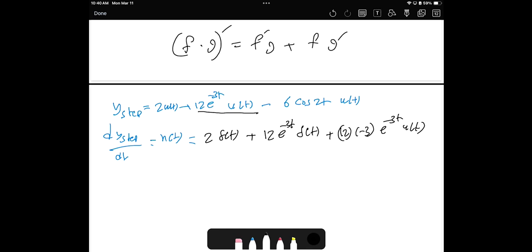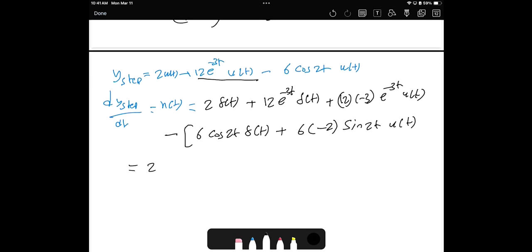Let's do the other term, which is here, negative 6 cosine 2t u of t. Let's do the u of t first. It will be 6 cosine 2t delta of t, since the derivative of u of t is delta of t, right? Then plus the derivative of the other part, which is 6 times the derivative of cosine, negative sine, negative 2 sine 2t u of t. Okay? Now let's do more simplification.